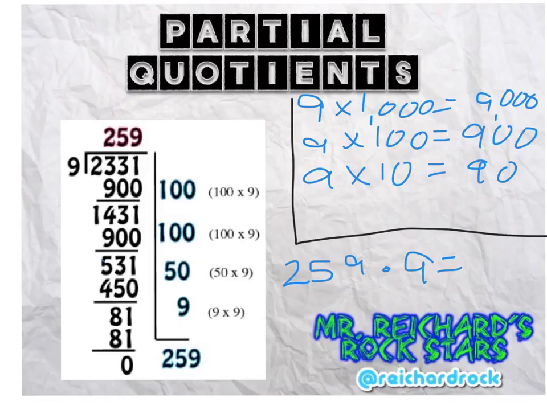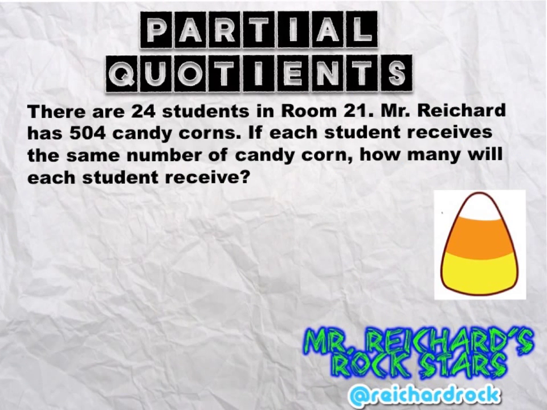Now, we're going to try one on our own. So let's go ahead and try this one out. Let's read this problem together right now. Just stick with me as we go. Are you guys ready? Okay, so there are 24 students in room 21. Mr. Reichard has 504 candy corns. If each student receives the same number of candy corn, how many will each student receive?